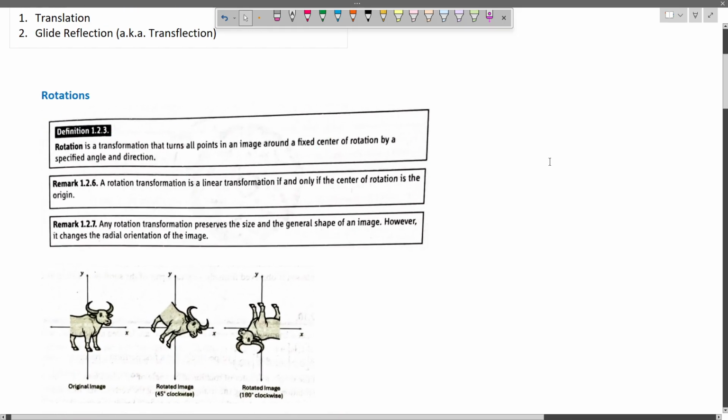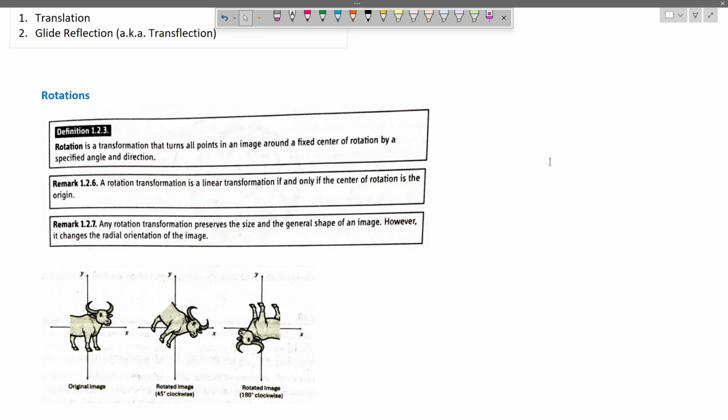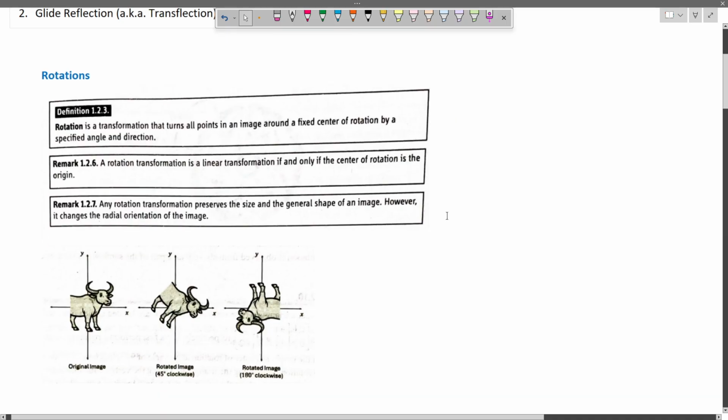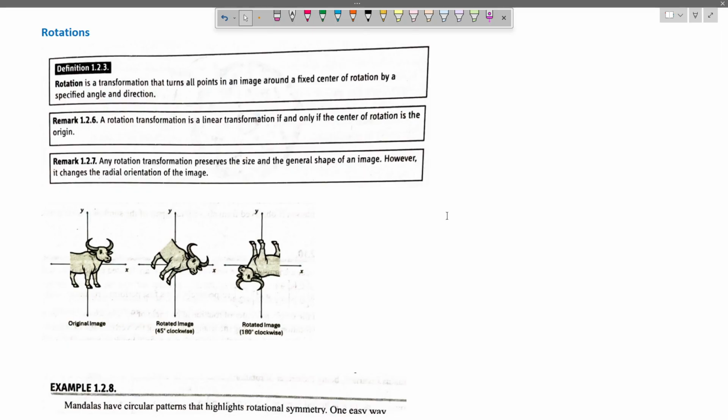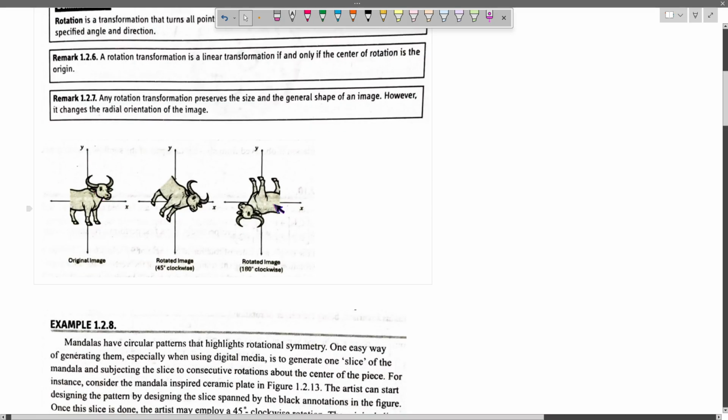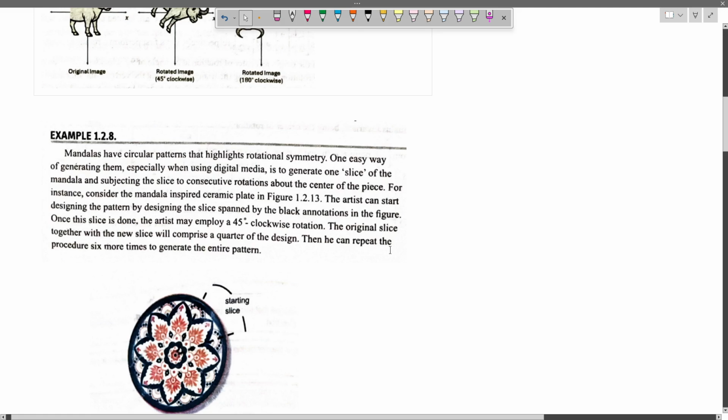Rotation is a transformation that turns all points in an image around a fixed center of rotation by a specified angle and direction. So, a rotation transformation is a linear transformation if and only if the center of the rotation is the origin. Any rotation transformation preserves the size and the general shape of an image. However, it changes the radial orientation of the image. So, this is what a rotation transformation would look like, because the center of rotation must always be at the origin. So let's have a few examples for rotation transformation.